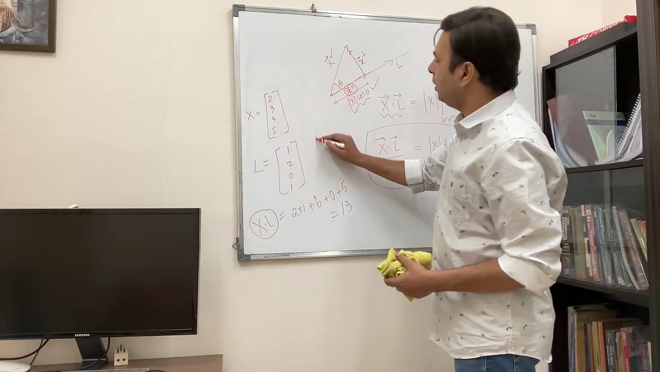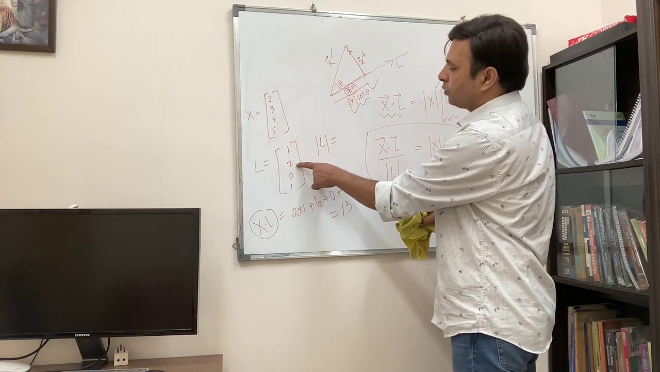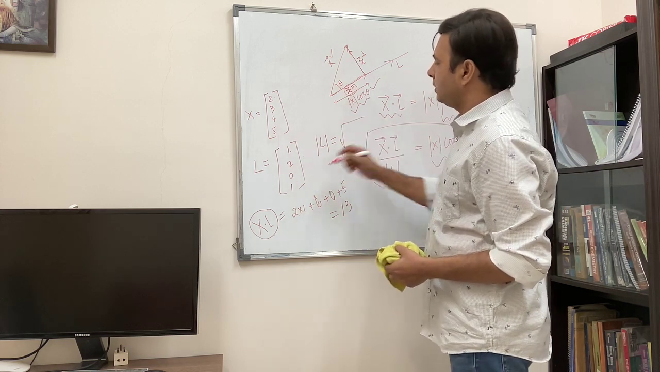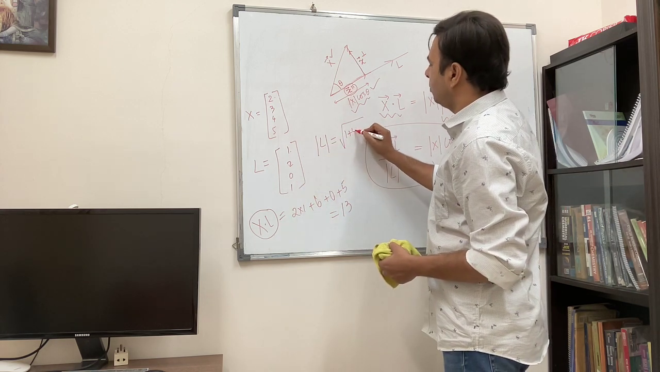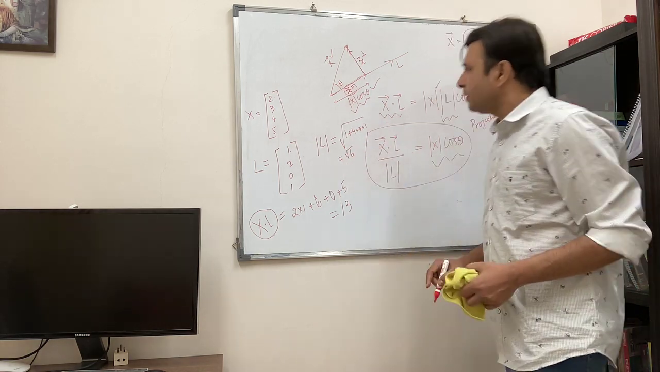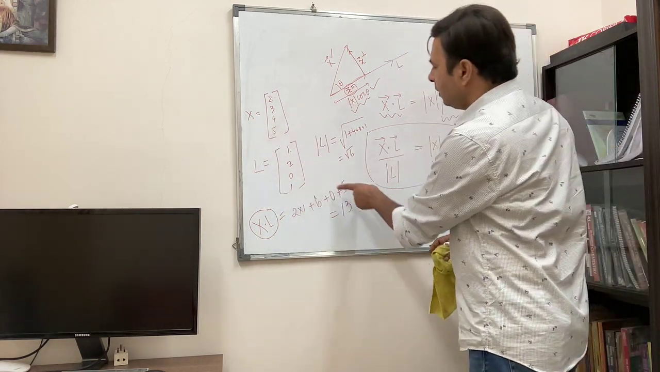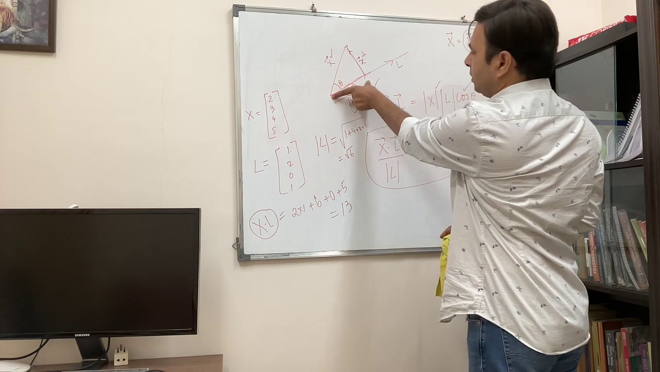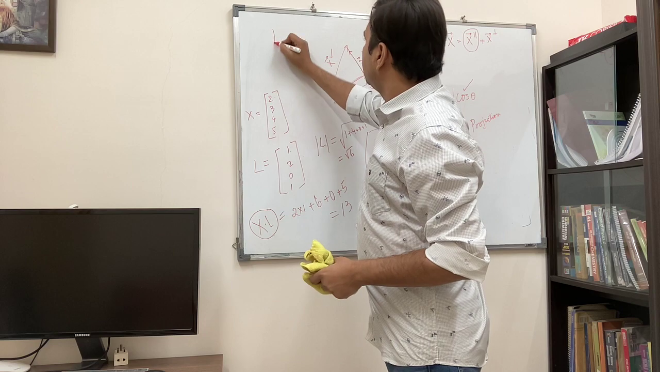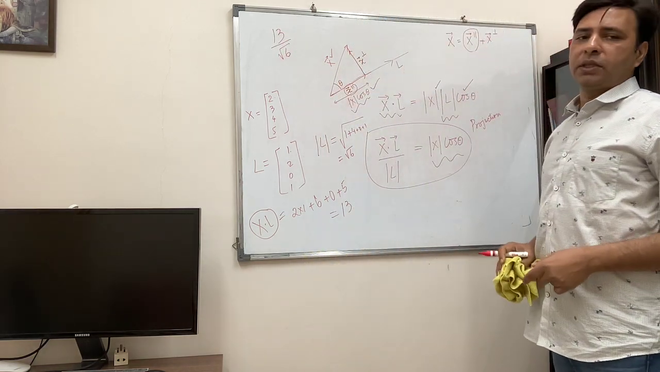What is the length of L? The length of L is the square of this plus the square of this plus the square of this, root of that, which we learned in the last class. So 1 plus 4 plus 0 plus 1, which is root 6. So how much is the projection of x along L? It is nothing but the length of this projection, which is 13 divided by root 6.